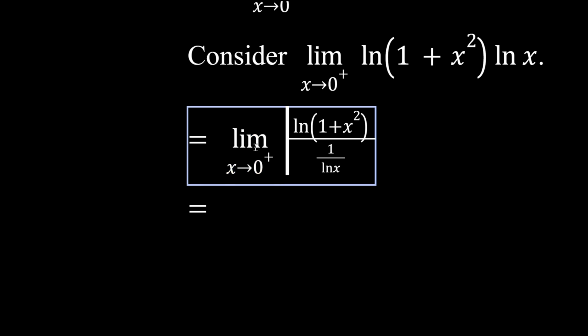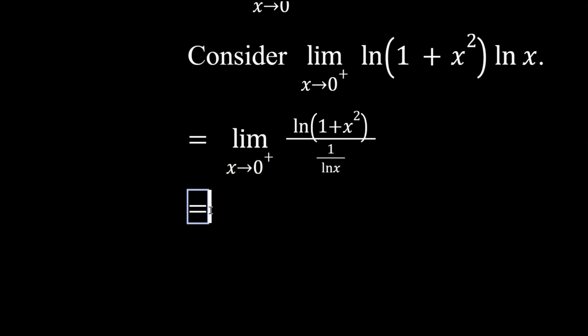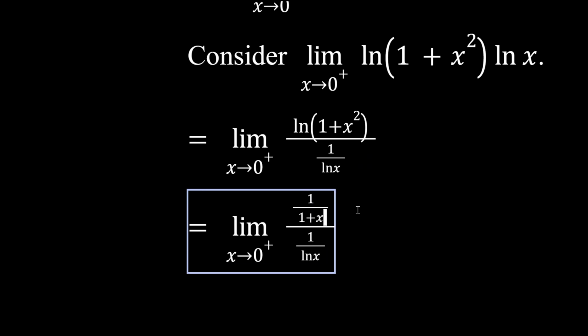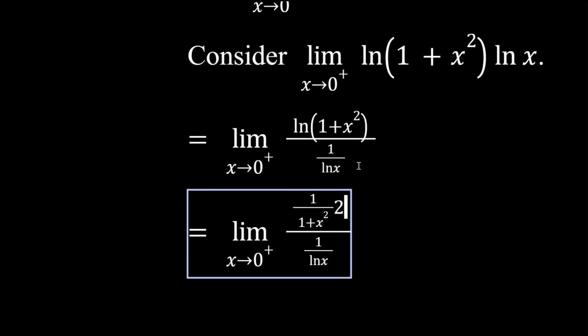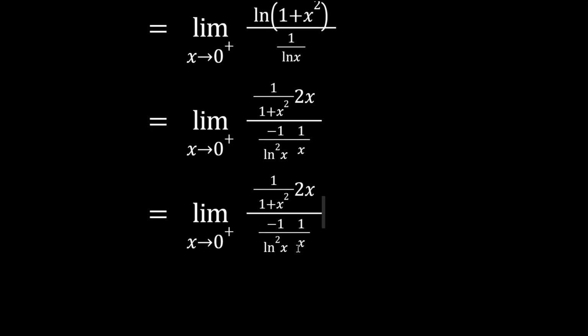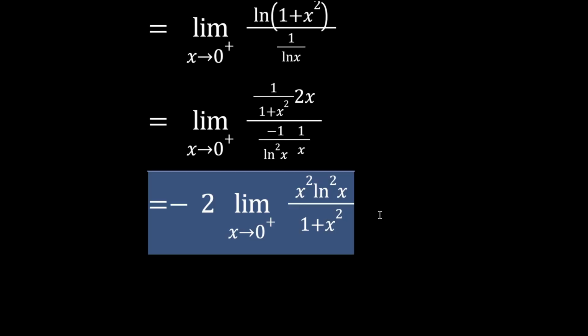Now we can use L'Hopital's rule, where we differentiate the top and bottom, and the limit should be the same as long as the new limit exists. So this would be that, and then when you differentiate 1 on log x, you get minus 1 on log squared x, or log x squared, I'm just going to write it like that, times 1 on x, because of the chain rule. Okay, great.